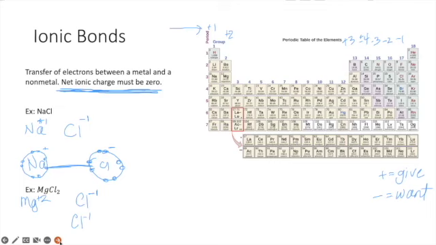And so magnesium, I don't know how I did that. So magnesium in its outer shell has 2. Chloride has 7. Oops, 1 too many.